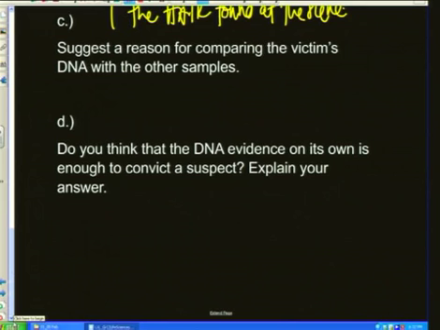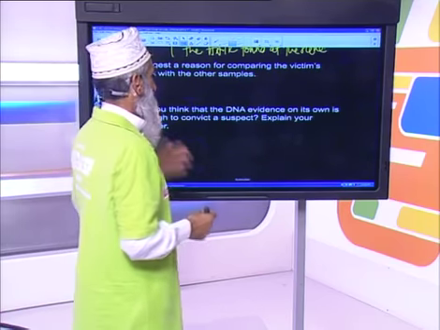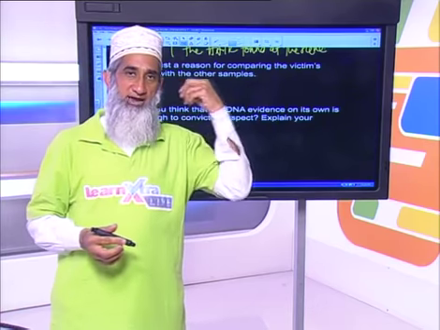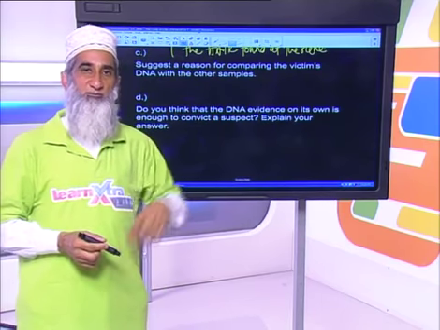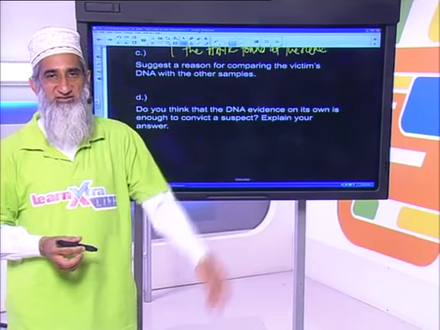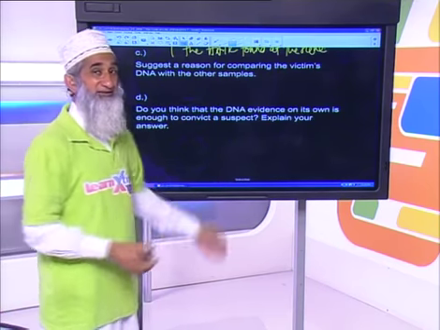And the last one, do you think that DNA evidence on its own is enough to convict a suspect? No, obviously not, because the hair could have been planted there on the scene. Somebody could have framed this person. There could be mistakes in the lab, and this person could have an identical twin.